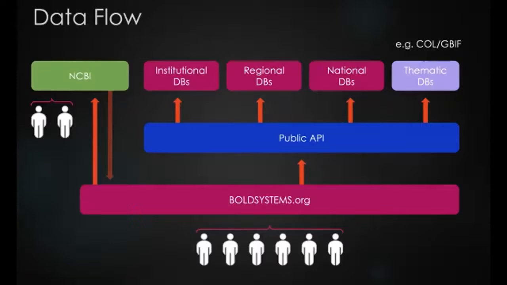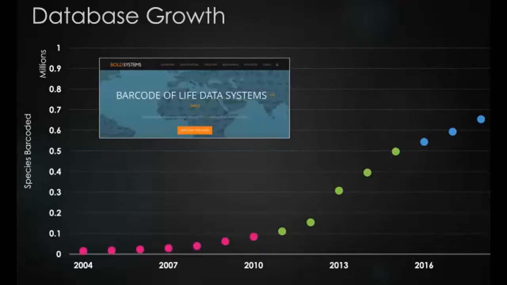And so this data gets pushed out once complete to institutional databases, regional, national ones. And we're hoping, as things go forward, that we push more aggressively to thematic databases like Catalog of Life and GBIF. And this model has worked remarkably well.